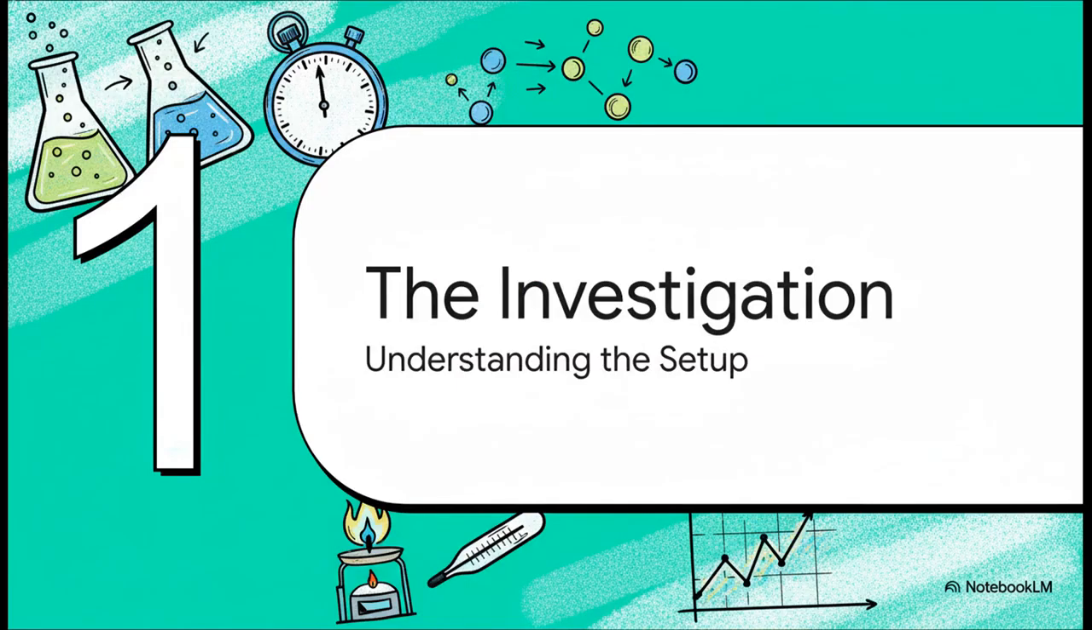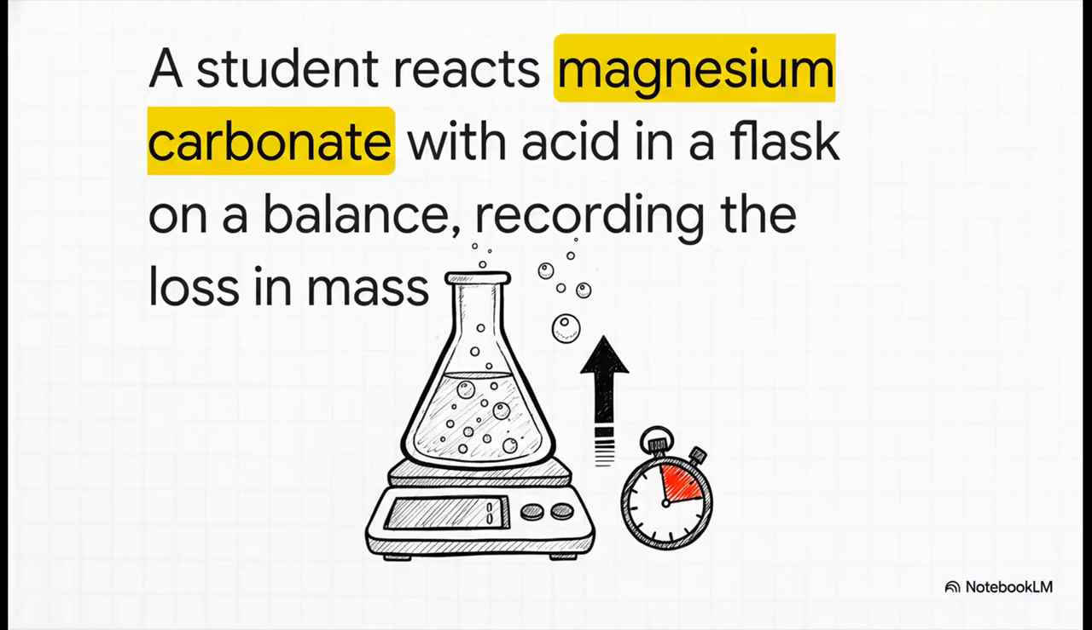Okay, first things first, let's get our heads around the experiment that the question is all about. So, here's the setup. A student is reacting magnesium carbonate with hydrochloric acid. They're doing it in a flask that's sitting on a balance, and they're just recording how much mass is lost over time. Super simple, but this little setup is the key to everything that's coming next.